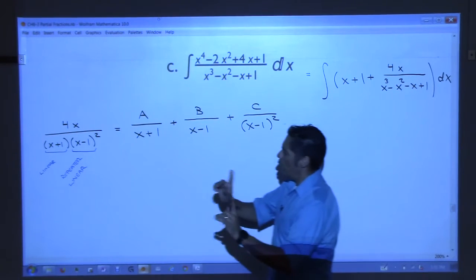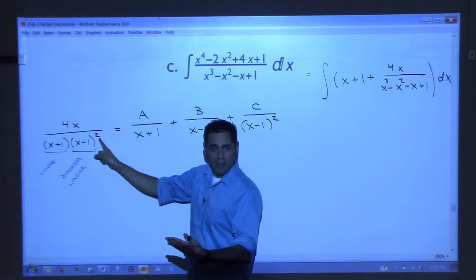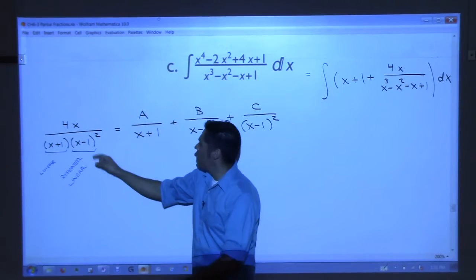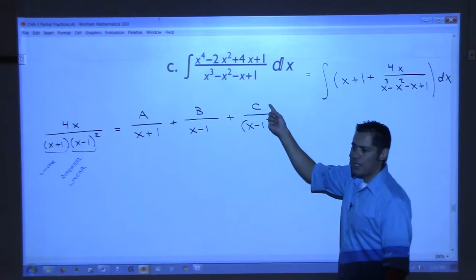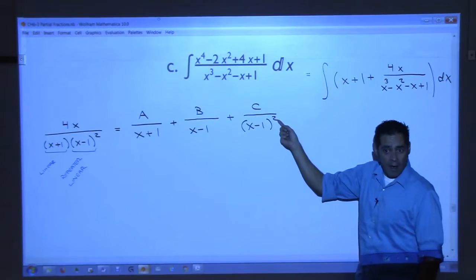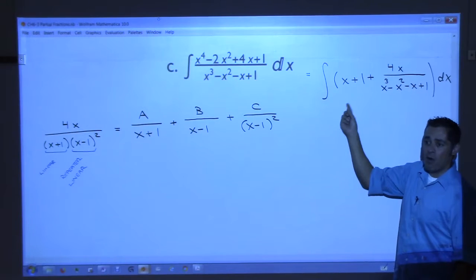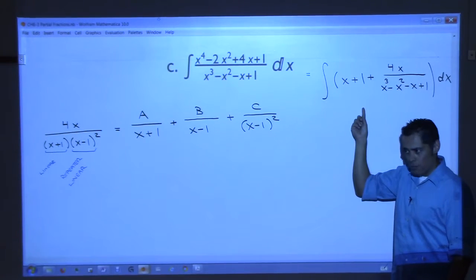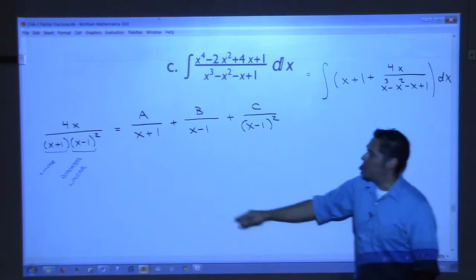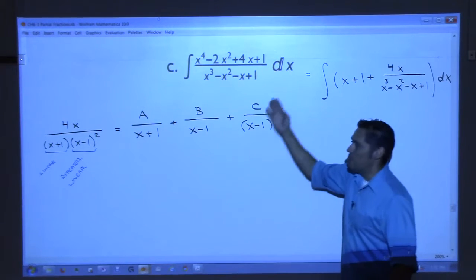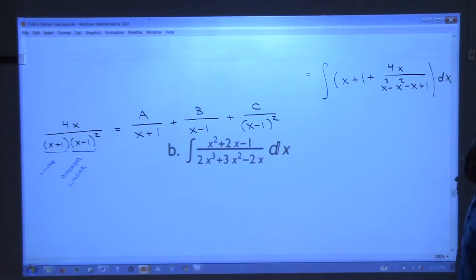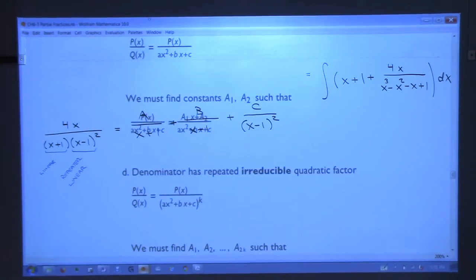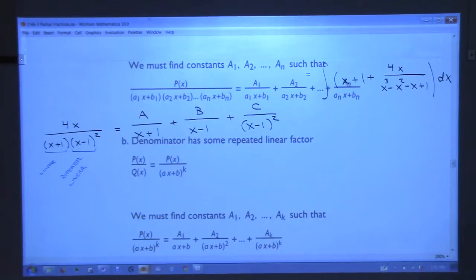So what if this had been cubed? Let's just think about what this would be if it was cubed. It would be b over x minus 1 plus c over x minus 1 squared plus d over x minus 1 cubed. And then you'd stop. If this was the fifth power, then you'd have to do b, c, d, e, f. Makes sense? The power just keeps coming up. And that's in the notes, but it's so difficult to read it. Where is it?